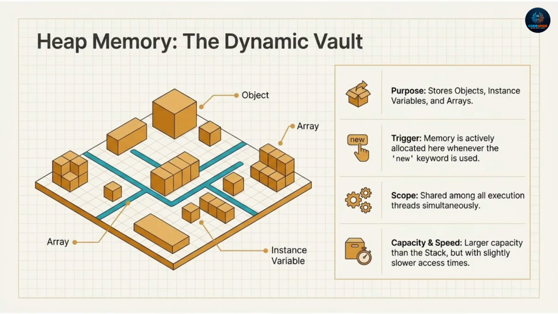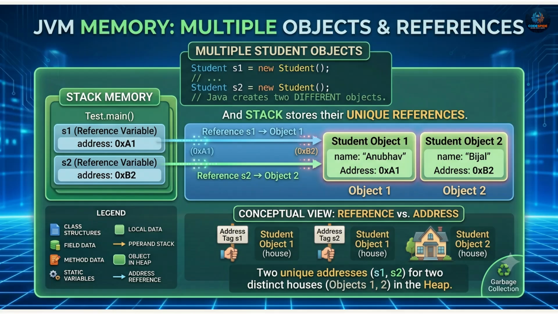If we talk about multiple objects, Student s1 = new Student, then another object creation, Student s2 = new Student. Java creates two different objects, object 1 and object 2, and the stack stores their references, s1 to object 1 and s2 to object 2. This is the main scenario between heap and stack memory.